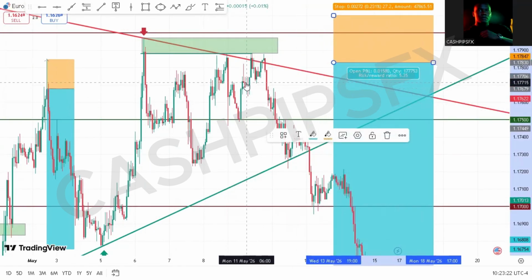It gave us multiple entry opportunities on Euro USD. You could have entered from here, from here, from here, and from here. You could have entered from here, as in multiple entry opportunities on Euro USD to be able to catch this trade on Euro USD to sell to the downside.